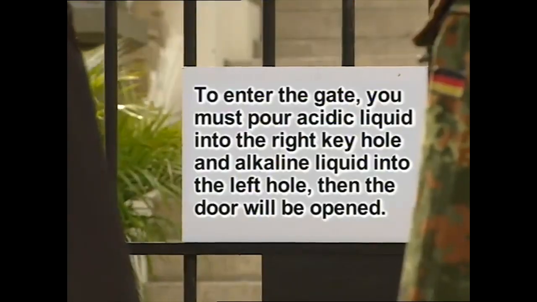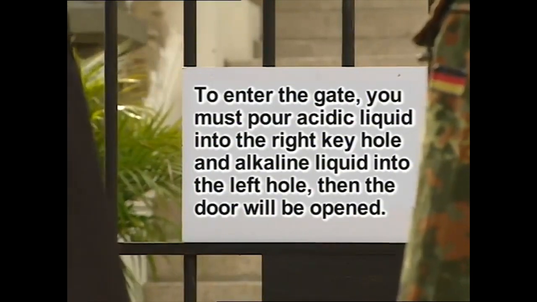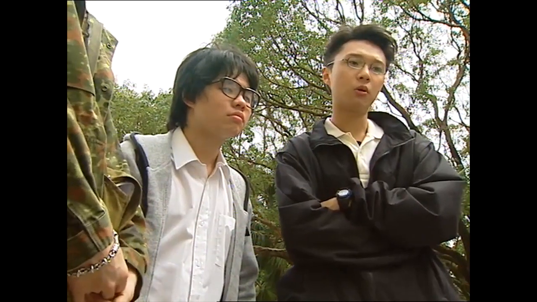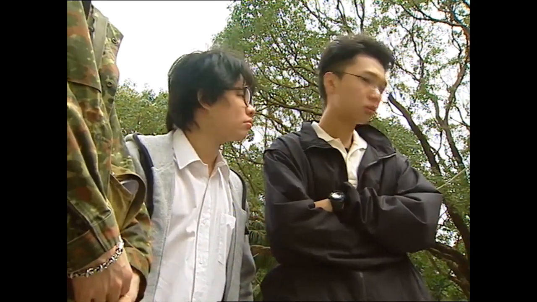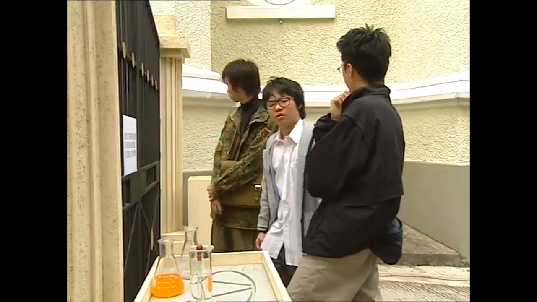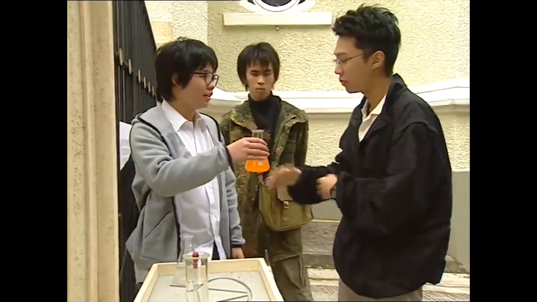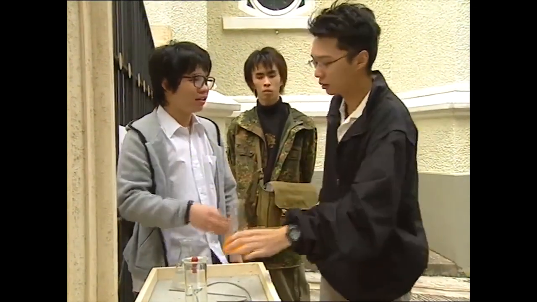To enter the gate, you must pour an acidic liquid into the right keyhole, and then an alkaline liquid into the left keyhole. When that's done, the gate will open. I'm thirsty. I'm fairly sure we can drink it. What, are you crazy? It could be dangerous. Let me test it.